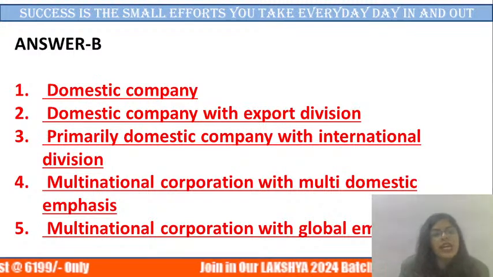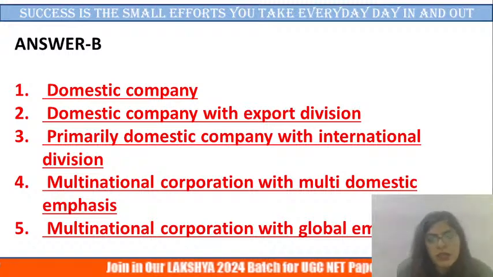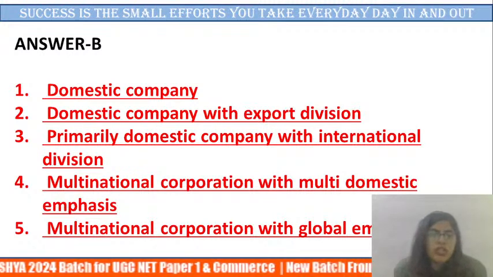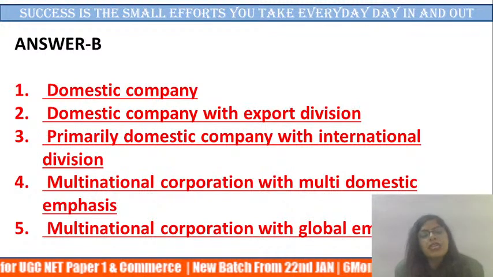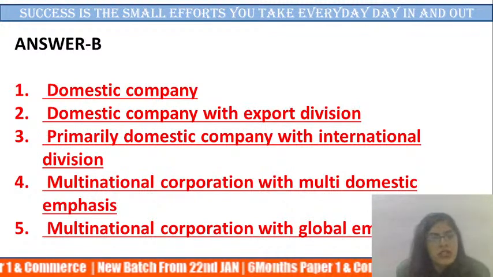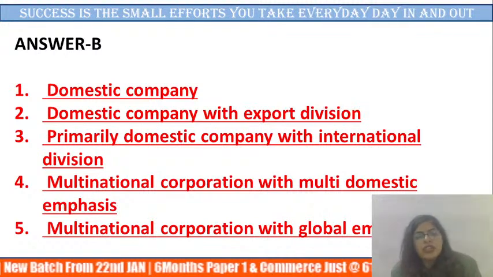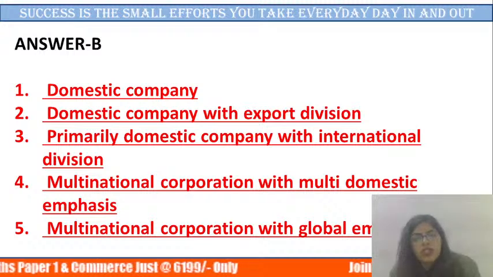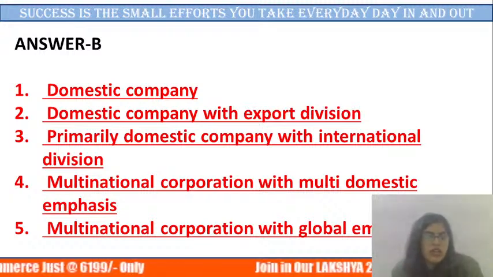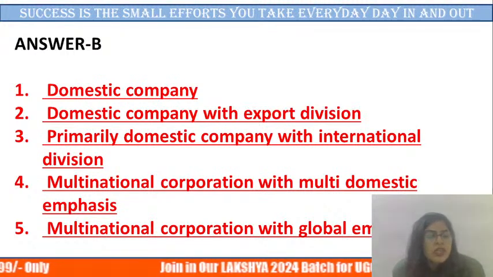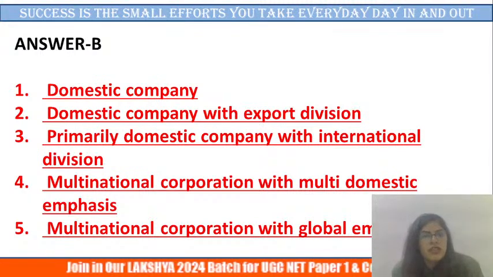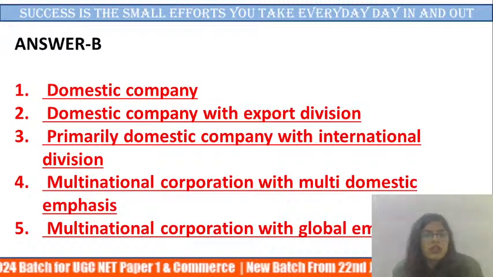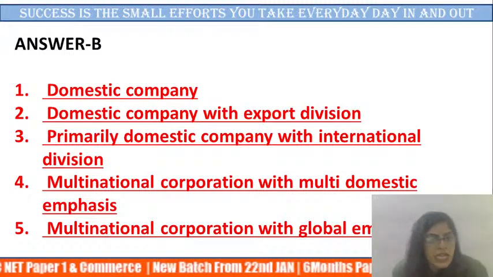Then what the company did: domestic company with export division. Now the company had started its export division. The company has been producing the products or the services, and the company is sending it to the export division. They have set up a separate export division, so that the export division can see all the activities from which they can send it outside of their domestic market.